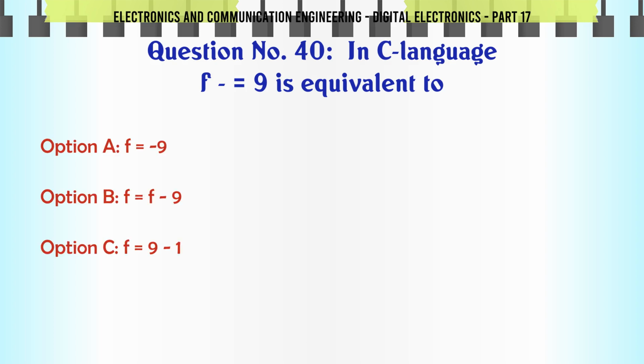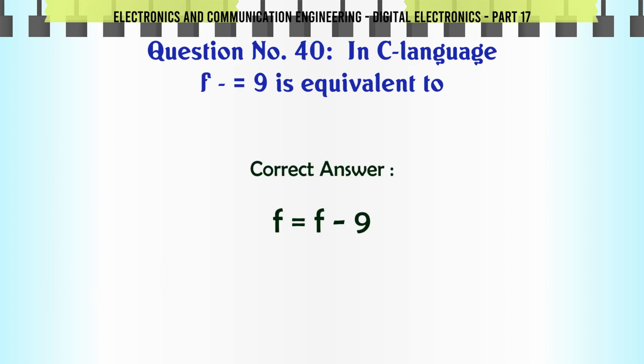In C language, F9 is equivalent to A. F9, B. FF9, C. F91, D. F9. The correct answer is FF9.